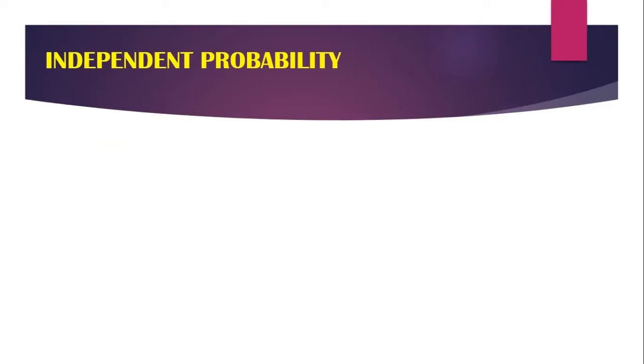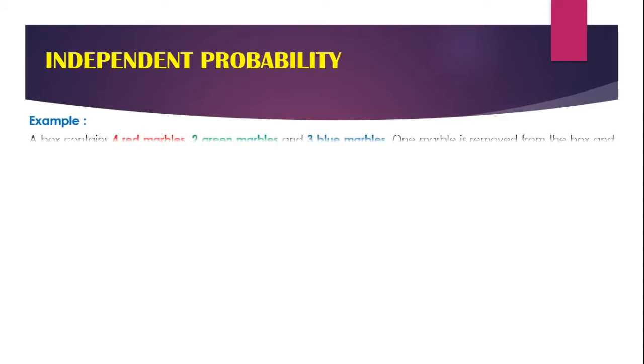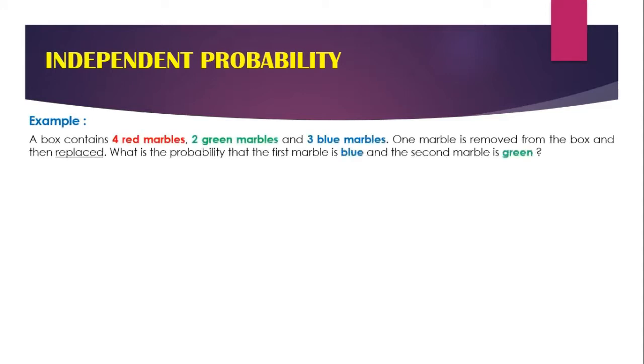Okay, students, go to the independent probability example. For example, a box contains 4 red marbles, 2 green marbles, and 3 blue marbles. One marble is removed from the box and then replaced. What is the probability that the first marble is blue and the second marble is green?